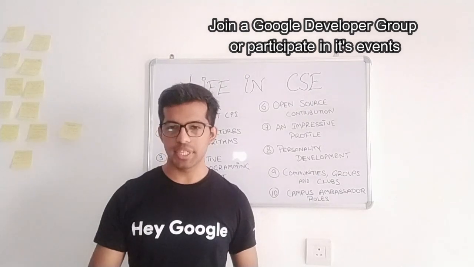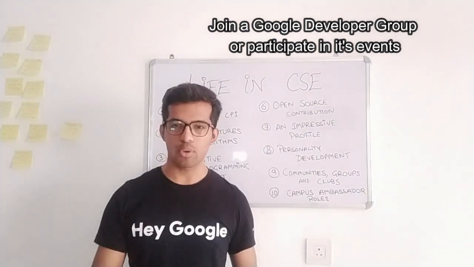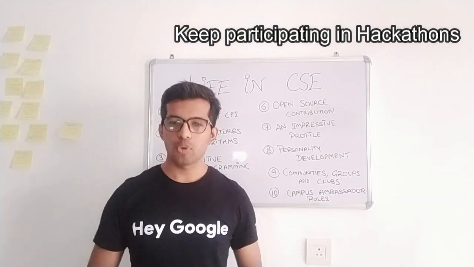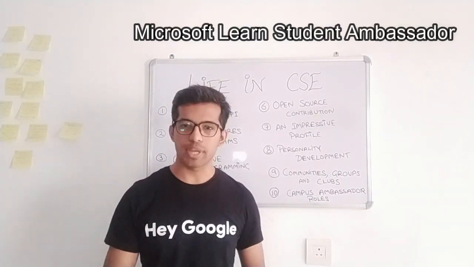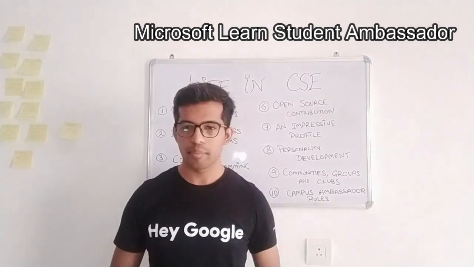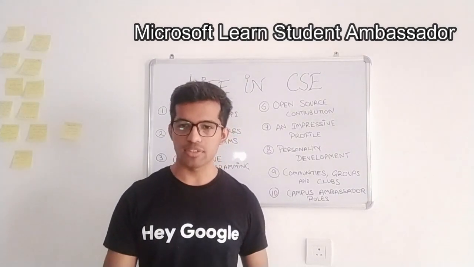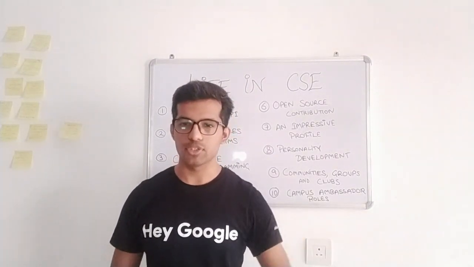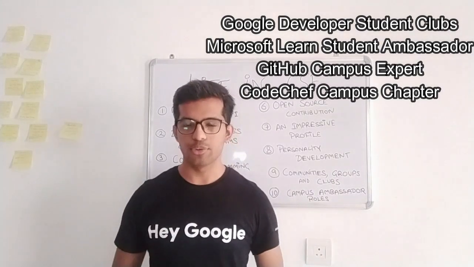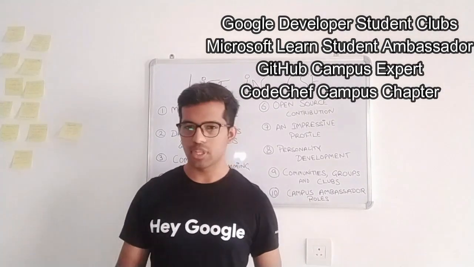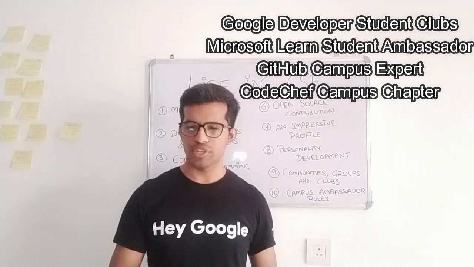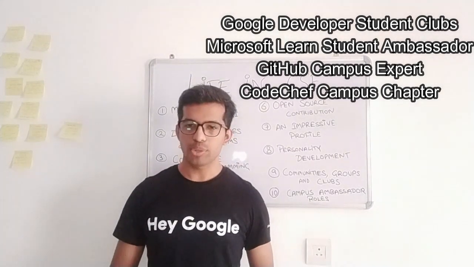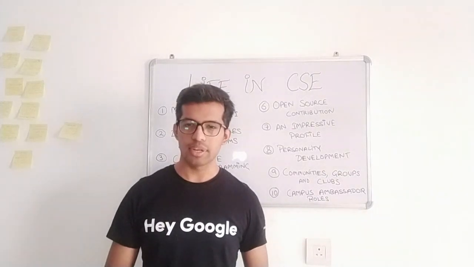You might be having one GDG, that is Google Developer Groups in your city or somewhere near your city. You can also participate in various events like DevFest and EdFest. You can also apply to become a Microsoft Learn Student Ambassador. To know more about Microsoft Learn Student Ambassador, just Google it and fill your application form. Major communities in any tech institute can be Google Developer Student Clubs, Microsoft Learn Student Ambassador, GitHub Campus Expert and CodeChef Campus Chapter. Try to join these communities, and if you do not have one, then you can apply to create one of yours.